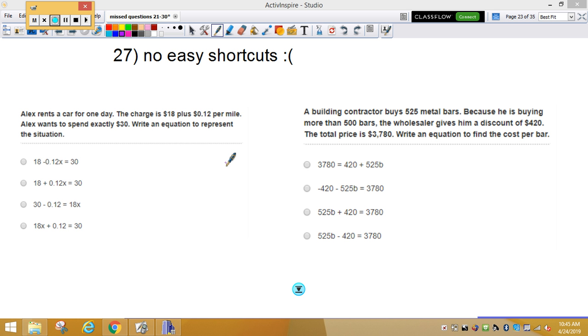All right, for 27, sadly, there are no easy shortcuts. With word problems and writing equations, we just got to get good at it. So let's look at these examples.